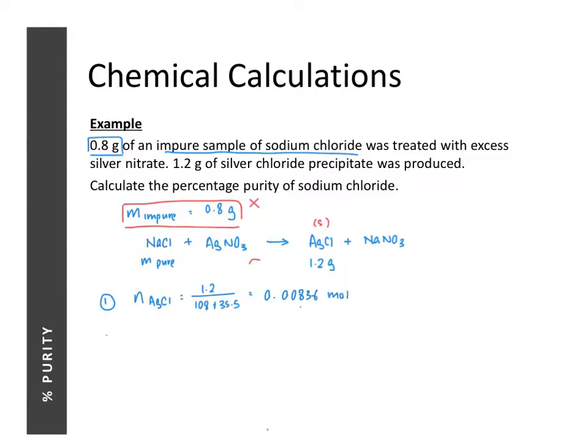Okay, so step number 2, compare mole ratio. Compare mole ratio between what? Between what we want to find and what is given. Alright, again, from the mole ratio we can see that it's 1:1. So the number of moles of sodium chloride is equal to the number of moles of silver chloride, which is equal to 0.00836 moles. Step number 3, convert from moles. Alright, so what we need to find out eventually is the mass of sodium chloride that was present. So all we need to do is to take the number of moles multiplied by the molar mass.